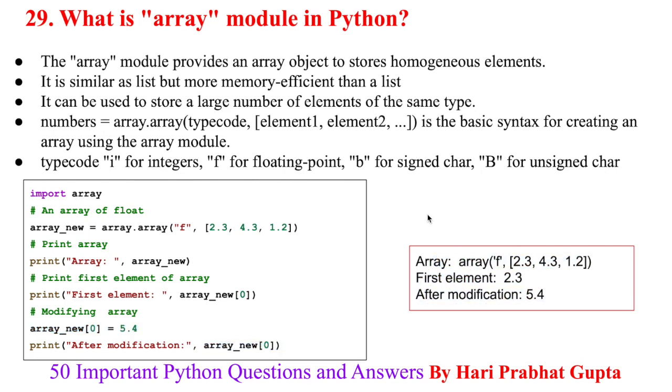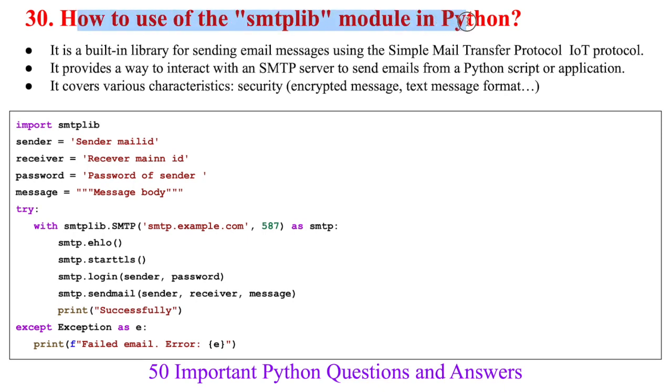Now how do we use the smtplib module in Python programming? The smtplib module is a built-in library in Python used for sending email messages using the Simple Mail Transfer Protocol. It provides a way to interact with the SMTP server to send emails from a Python script or application. This module covers various characteristics such as security, encryption, decryption, and other things. And here in this example, we see how to use the SMTP module in Python to send an email.